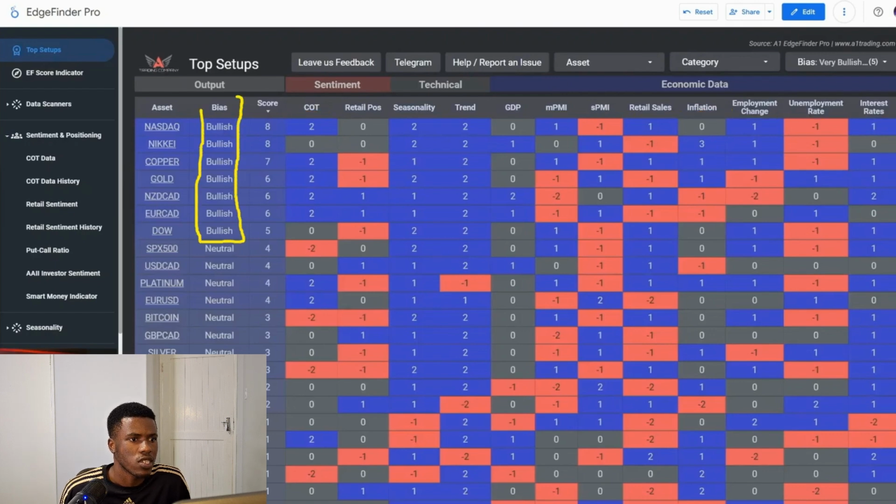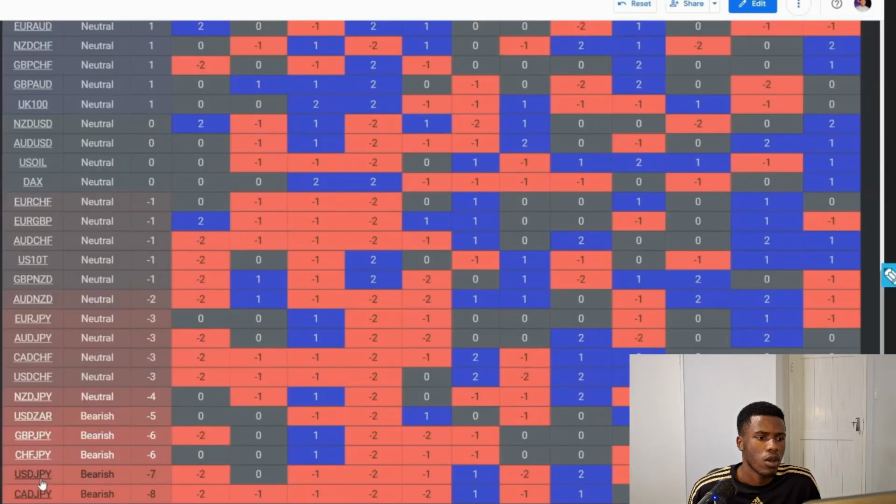So basically in today's video I'm just going to be looking at what we have here, and I only trade major currencies. Today I will be looking at Nasdaq, Nikkei, gold, and the Dow Jones. On the bearish side I will be looking at CAD-JPY, GBP-JPY and also USD-JPY, since they are one of the major pairs that I look at, and then USD-CHF and JPY. I'm not going to look too much into them, so let's just go straight into the charts.